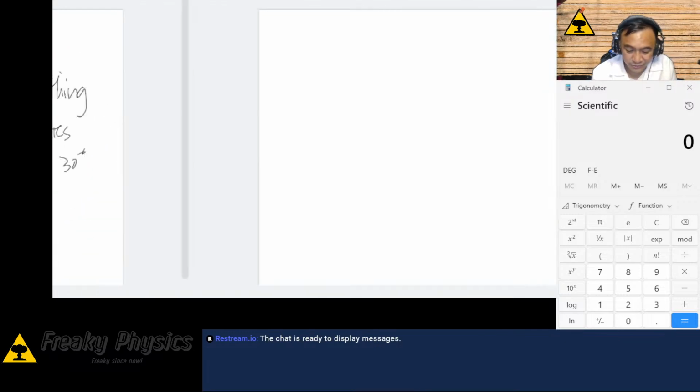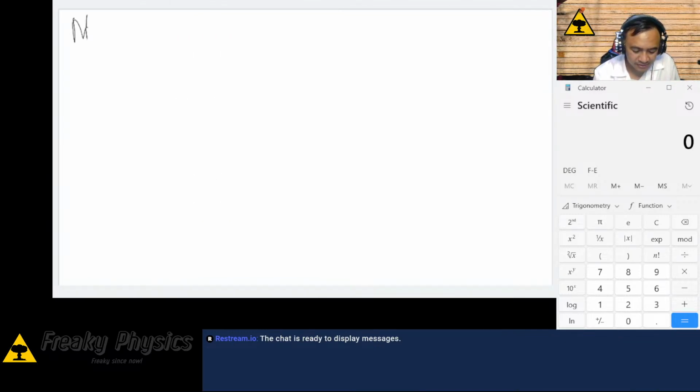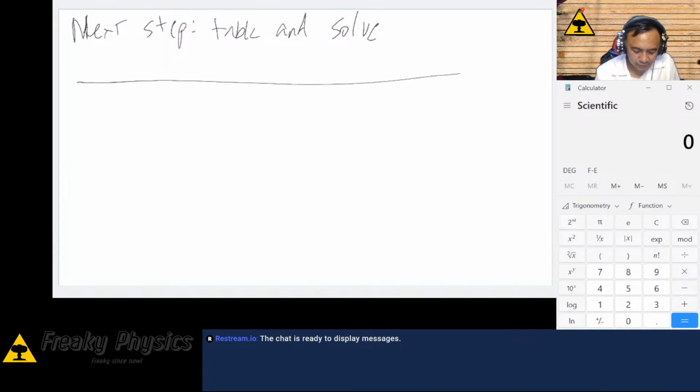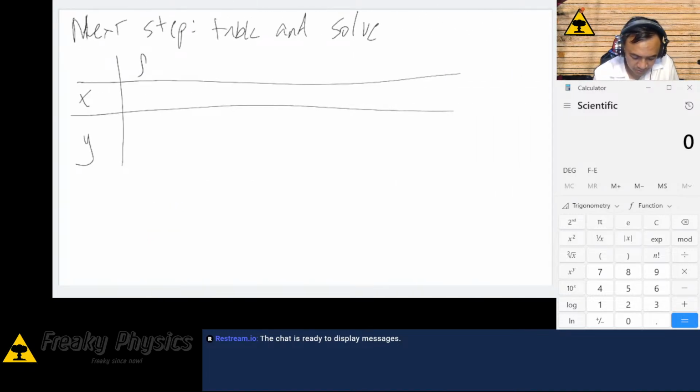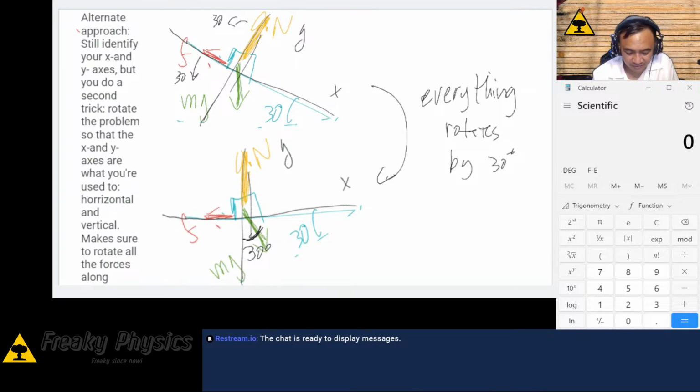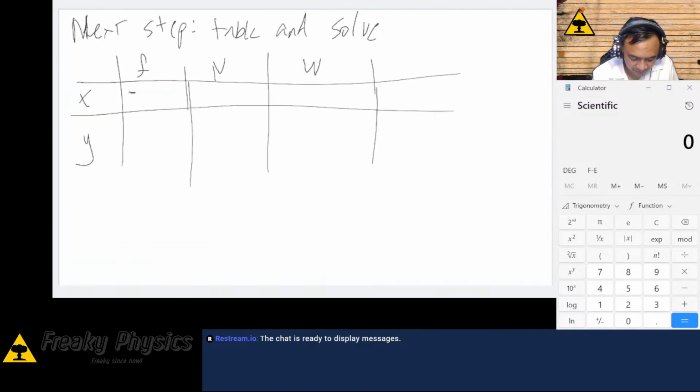Once it's there, you do the same table. So the next step, from before, is you do the table, then you solve. How do we set up our table again here? I'm just gonna do that for now, x and y. How many forces do we have here? Three. We have the friction, the normal contact force, and the weight, and then we do the mg. We do the positive and negative parts. So along x, f is negative because it's to the left. So I'm just gonna write that as negative f.